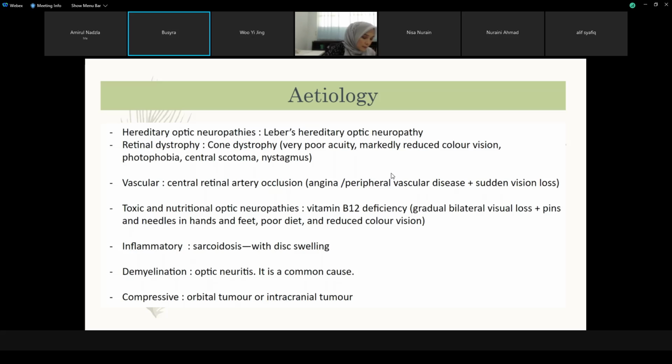It can also be caused by inflammatory causes such as sarcoidosis. In this case, the patient may more commonly present with disc swelling. And then demyelination, so the patient may have past history of typical attacks of optic neuritis or other neurological symptoms. This is a common cause. And the last one is the compressive cause, for example, orbital tumor or intraocular tumor.